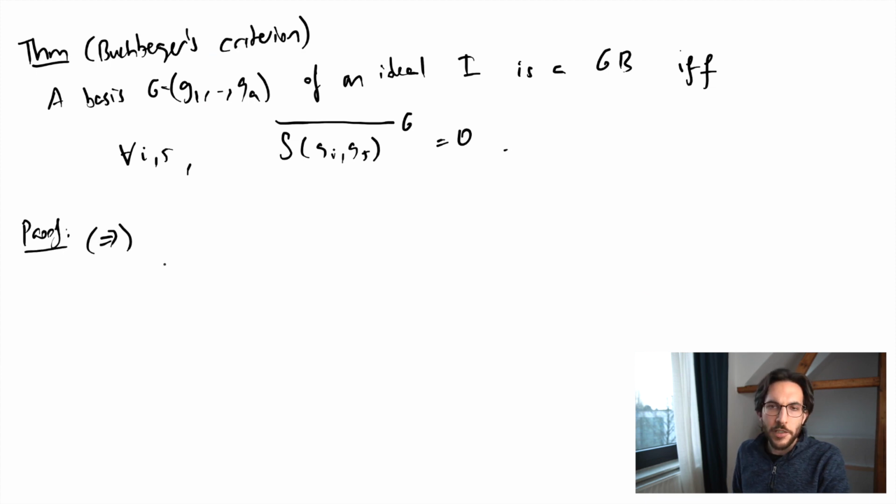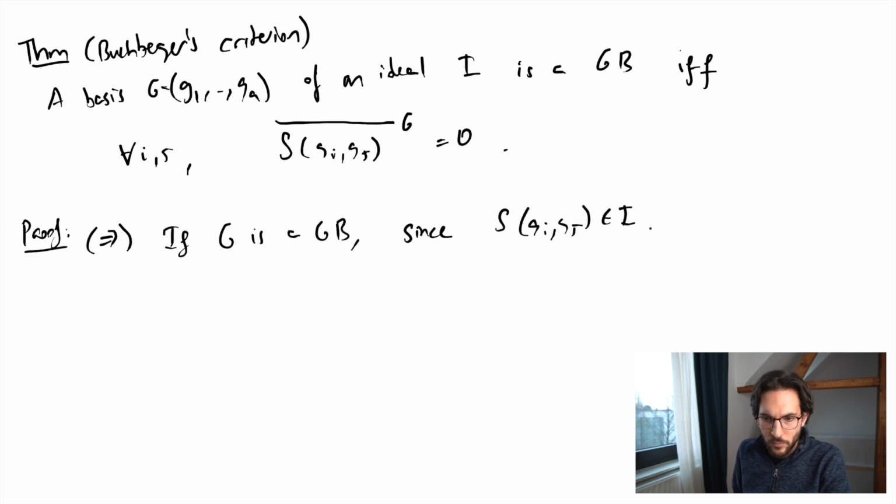So let's prove the easy direction first. Suppose G is a Gröbner basis, then the S polynomial belongs to the ideal, therefore the remainder will be 0, as we've shown before. So now let's go in the other direction. Suppose all reductions are 0, and we want to prove that G is a Gröbner basis.